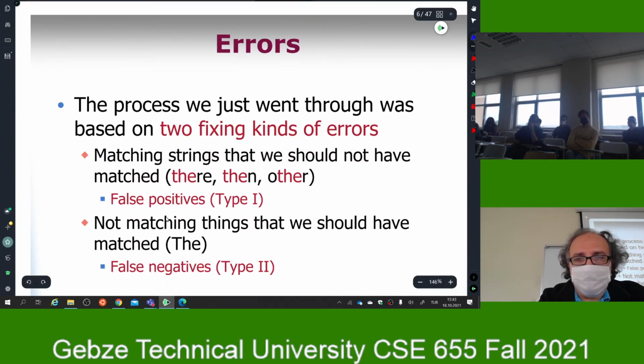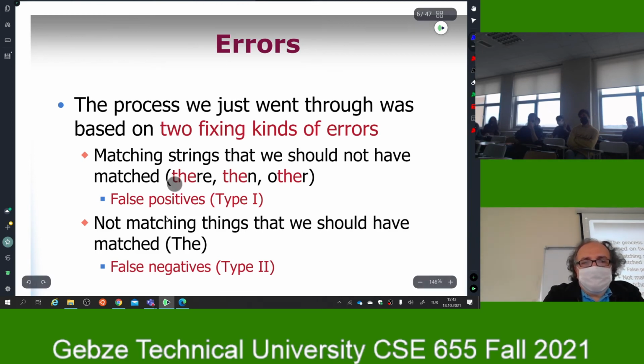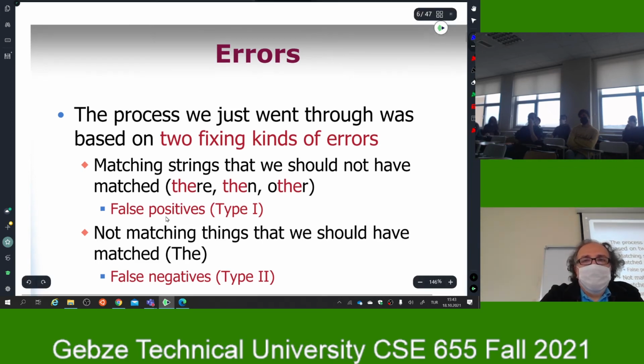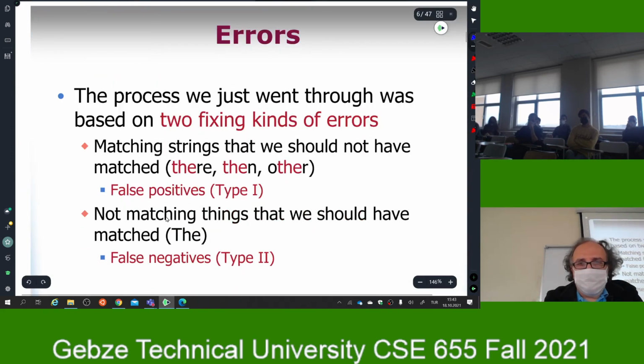For example, the first one can match this one, and this one, right? The first one can match this one and this one and this one. I mean, it is doing whatever it is told to. It is matching the characters wherever they happen. Okay, so it is matching this one, and this one. But the second one will match, I guess.